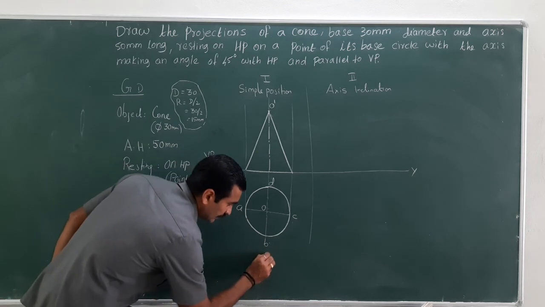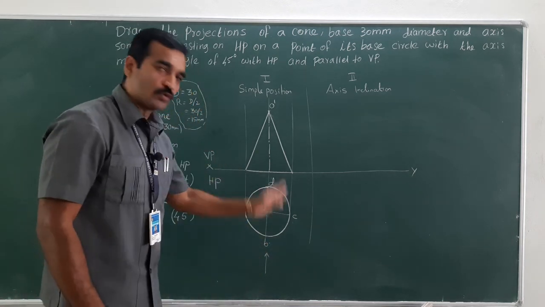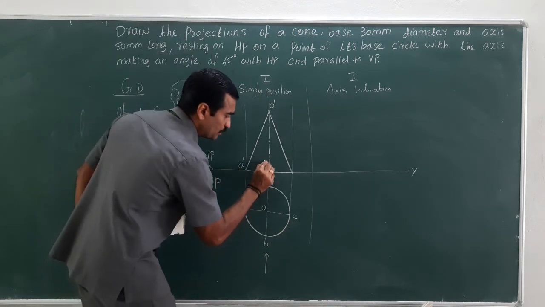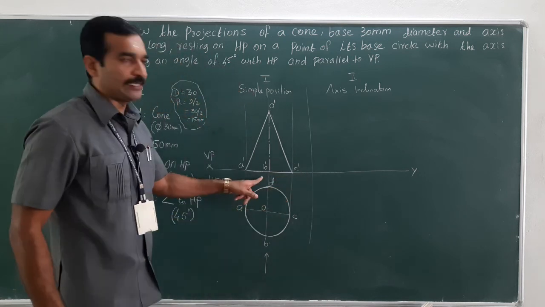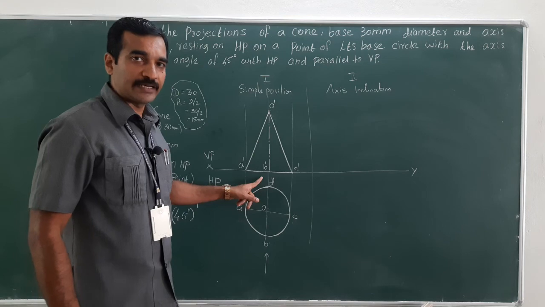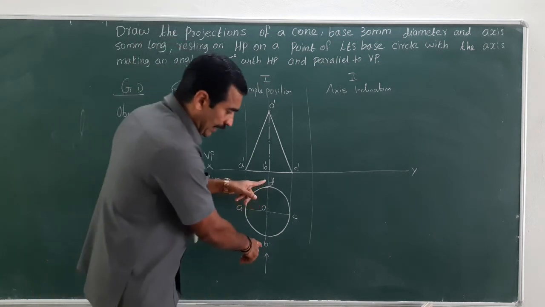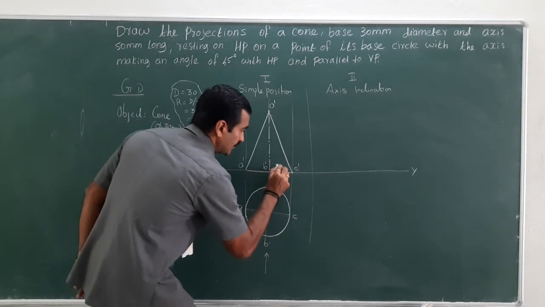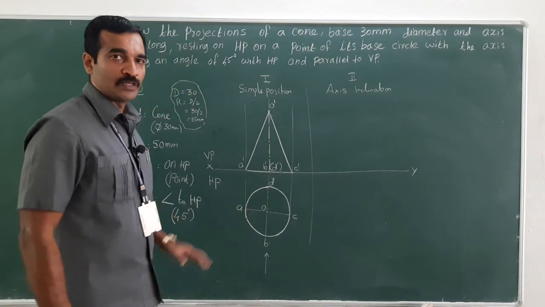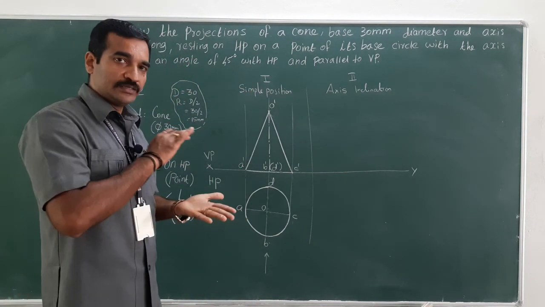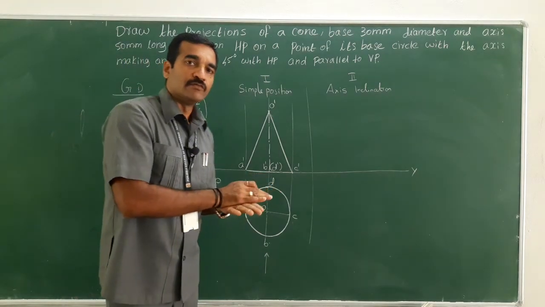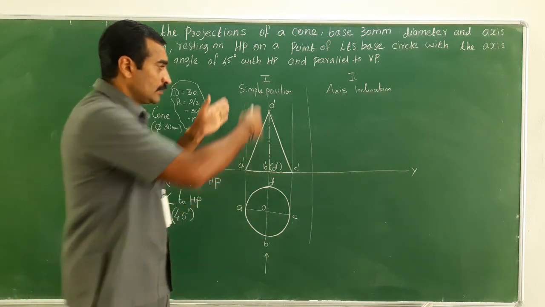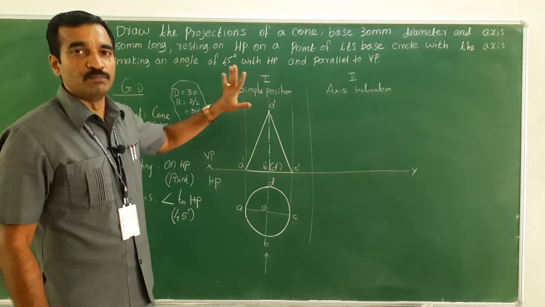When you look at it from here, what points would be visible? A, B, C are visible, isn't it? So this becomes A dash, this becomes B dash, and this becomes C dash. What about D? D would be invisible. The reason is that it is right behind B. Therefore, D is invisible. Invisible things need to be captured within brackets. So D dash within the brackets. So this is a simple position, that is, on the HP it is resting with its base. When you look at it from the top, you could see the circular cross section which I have captured here. When you look at it from the front, you could see a triangular shape which I have captured. This is a simple resting position.